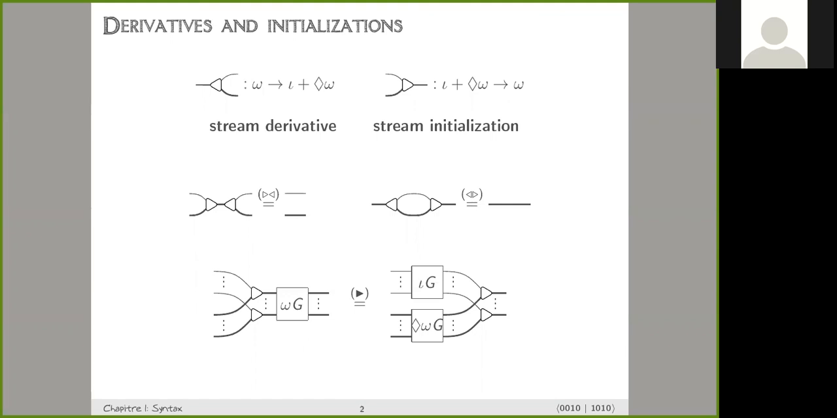And we also have these distribution rules ensuring, in fact, that if you have an omega gate, you can make it commute with triangles. And then you see that, in fact, an omega gate is equivalent to a iota gate and a delayed omega gate, okay? So applying something at each tick, and applying something at tick 1 and then from tick 1, something at each tick, is the same, okay?